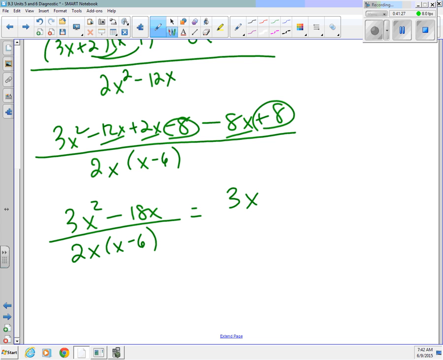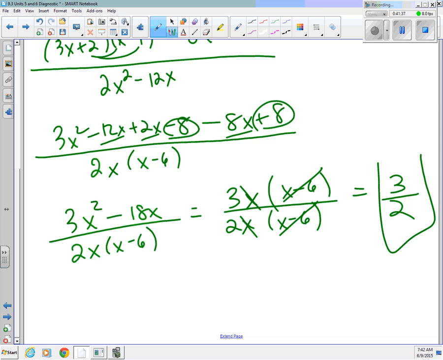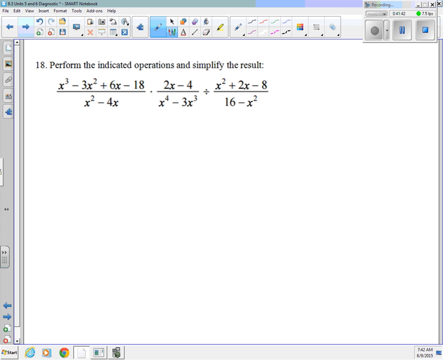So the top factors, you could factor the 3x and be left with x minus 6 over 2x times x minus 6. The x minus 6's cancel, and the x's cancel, and all of that big mess turns out to be 3/2. Okay, I'm going to do one more, and I'm going to leave the video lesson. I'm going to do the word problems on a different video lesson because I actually have to go. So bear with me here.